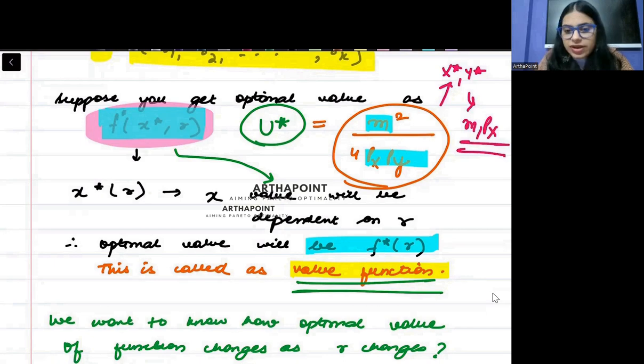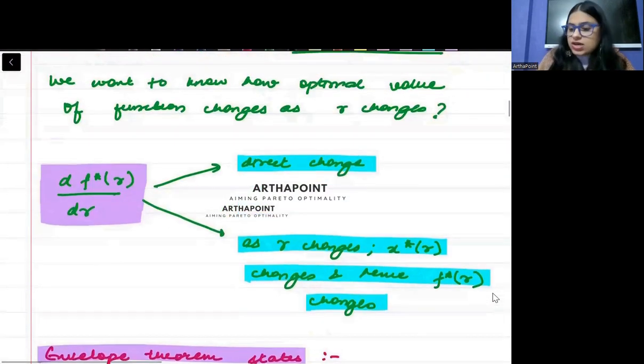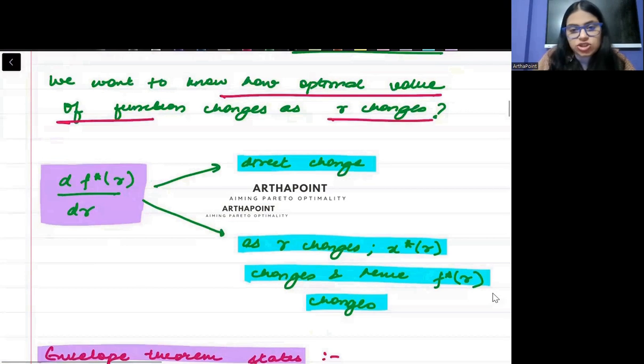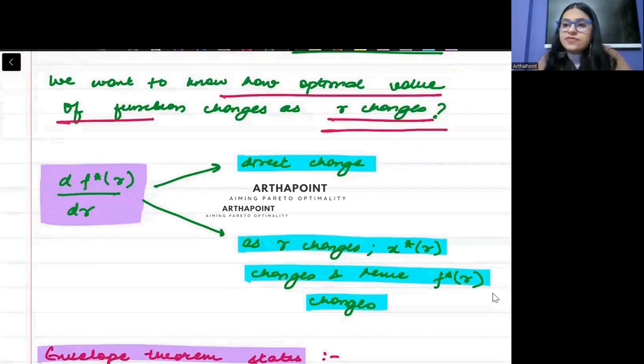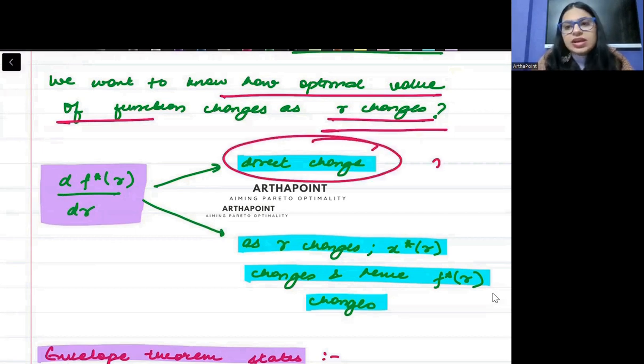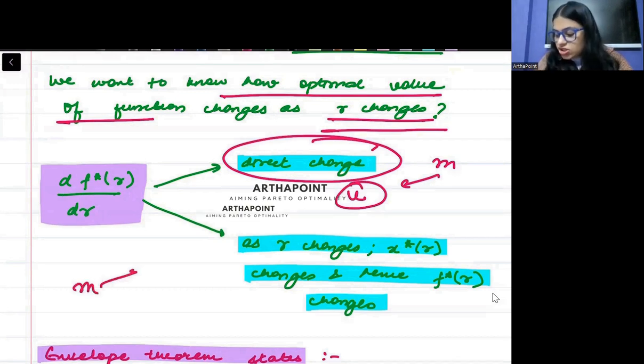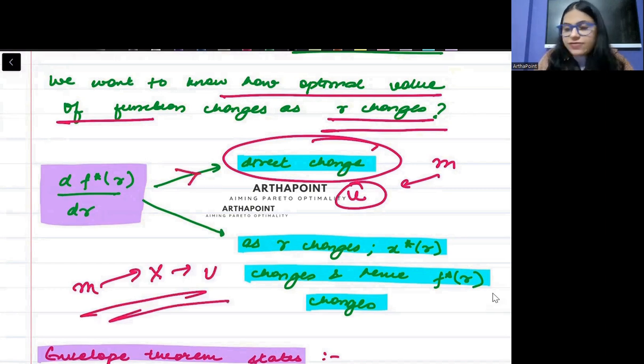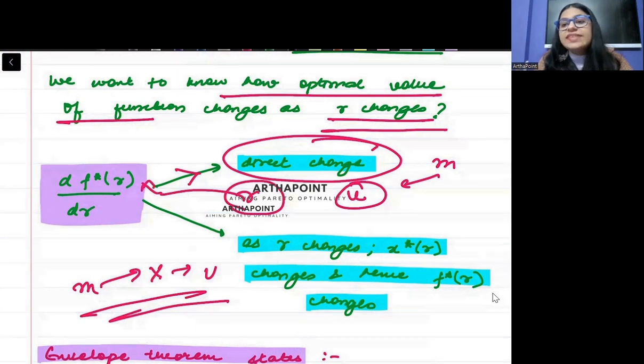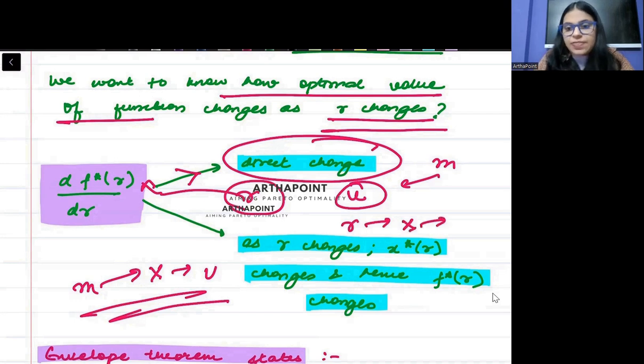variables only, right? So now if I want to ask how the value of the function will change as the exogenous variable changes, there are two impacts. One is direct: if income changed, utility changed. And one is indirect: when income changes, demand of good will change and hence utility will change. So there is a direct effect that our exogenous variable will affect the function, and there is an indirect effect that the exogenous variable will affect the x's and x will affect the functional value.